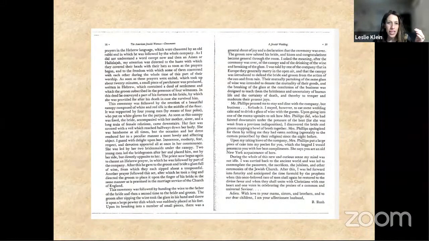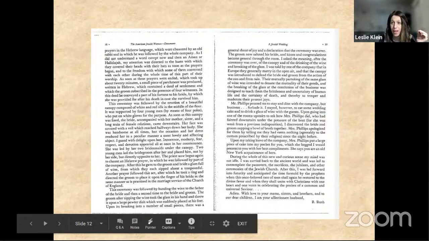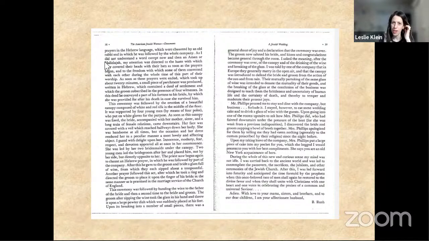And the ceremony began with prayers chanted in a Hebrew language, what I can only assume was probably mincha. So they started with mincha. He didn't understand a word except now and then an amen or a hallelujah.